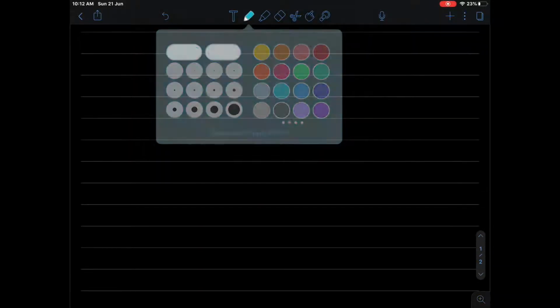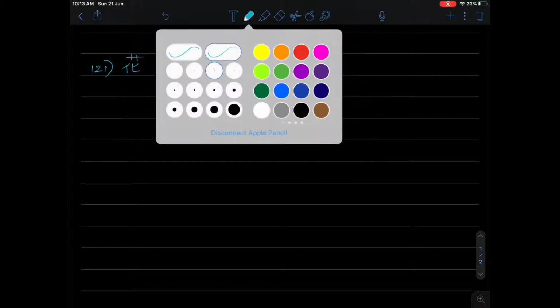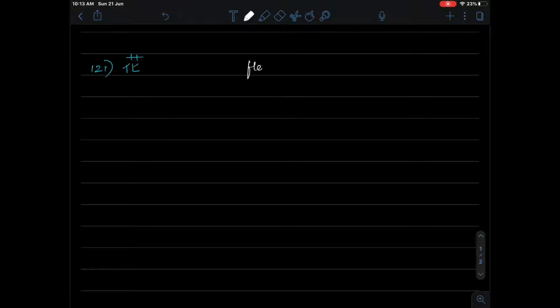The first kanji for today, number 121, and this is how it looks. 1, 2, 3, 4, 5, 6, 7. Okay, that's how it looks. The meaning of this kanji is flower. Okay, now let's see how we can memorize this.